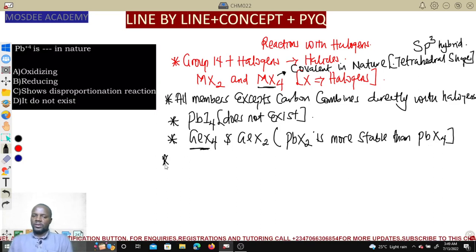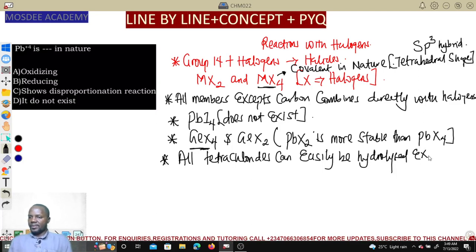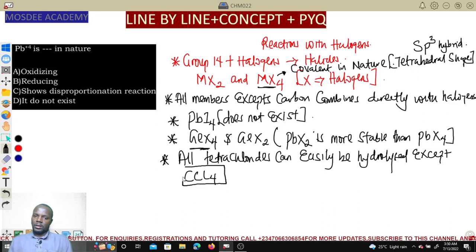Now, another one is this: all tetrachlorides, meaning the ones that have X4, can easily be hydrolyzed, except CCl4, carbon tetrachloride. So note that. That's another exception. So exceptions are what I want you to keep in mind.